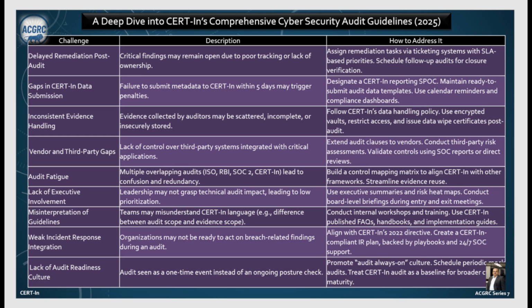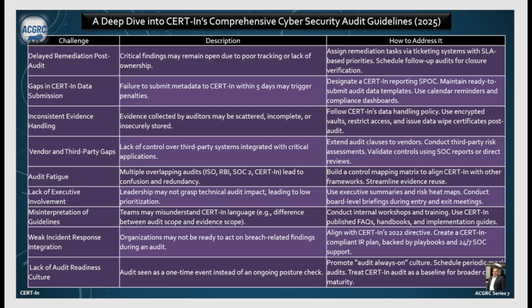The next challenge is having lack of control over the third-party systems integrated with your critical application. This is a case of vendor and third-party gaps. You can address this by extending audit clauses to vendors. You can address this by conducting third-party risk assessments. You can validate controls using SOC reports or direct reviews.